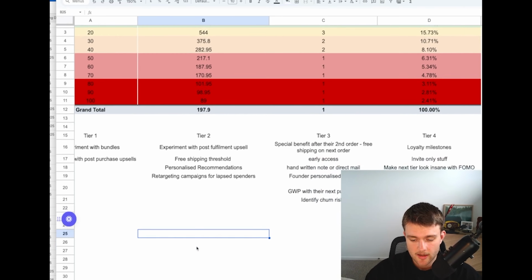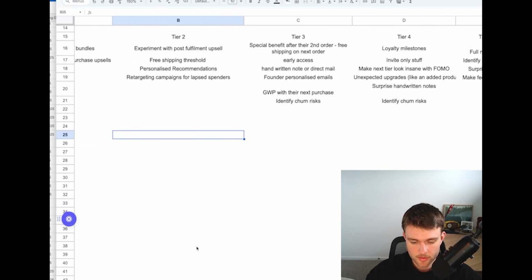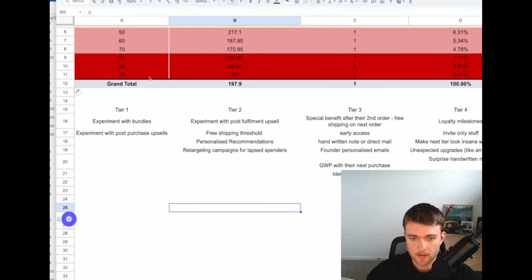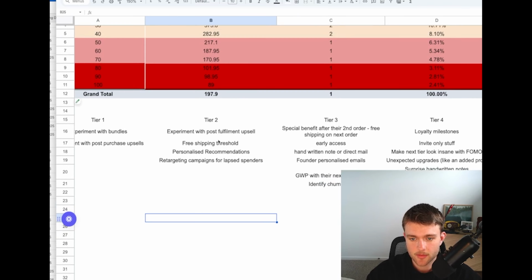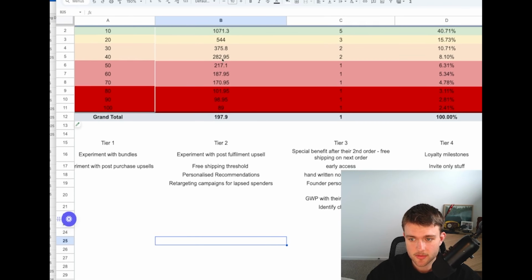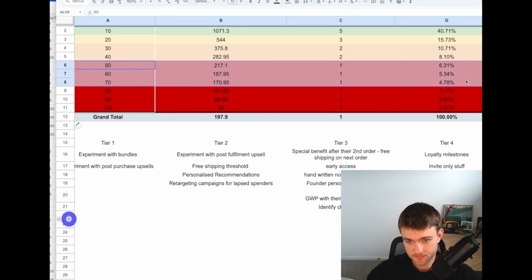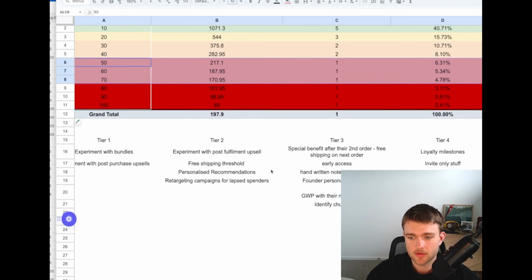So, long story short, across all these tiers, tier 1, we want to experiment with different bundles, post-purchase upsells, and landing pages, just to try to boost AOV there. Tier 2, we want to experiment with post-fulfillment upsells once they've received their order, free shipping thresholds, personalized recommendations, and retargeting campaigns for lapsed spenders. These are people who have placed one order, but they were high AOV purchases. So we want to be a bit nicer to them. A lot of them are going to ascend naturally. So we just want to experiment with a few different things there.